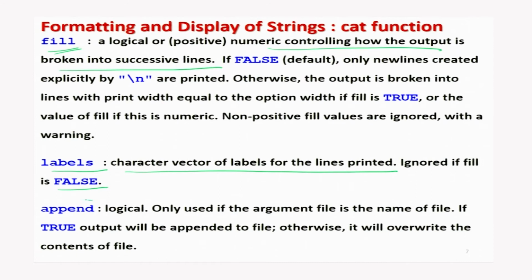Similarly, append is also a logical variable. It takes the value true or false, and it is to be used only if the argument file is the name of the file. It means when you want to save the outcome into the file and so on. So if it is true, then the output will be appended to the file, otherwise it will overwrite the contents of the file. So if you have already written something, and you want the output to be written at the end, meaning every time you repeat your program, whatever outcome comes is to be written after the end, then you have to use true.